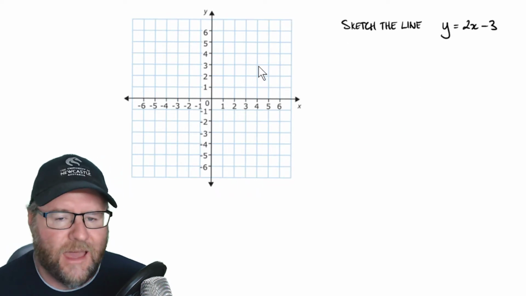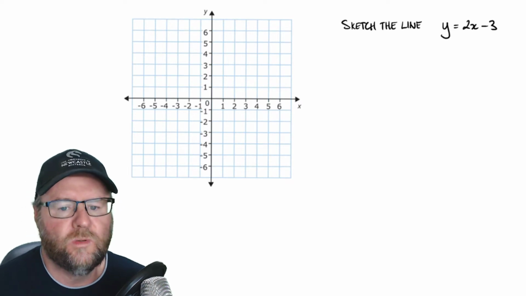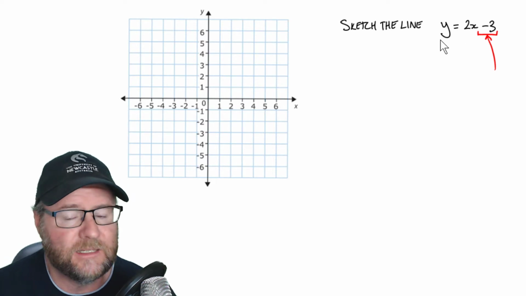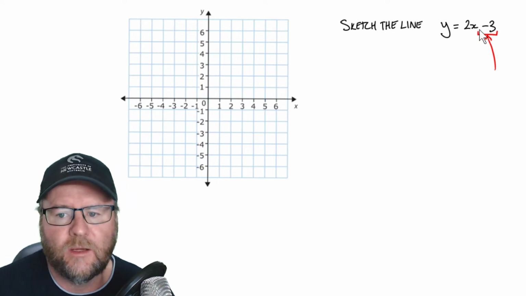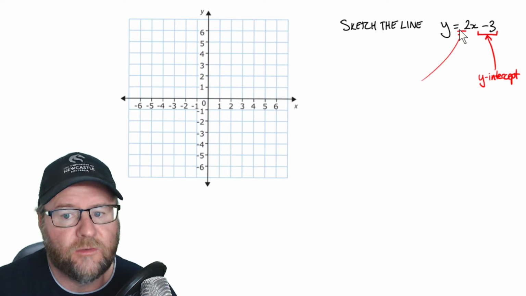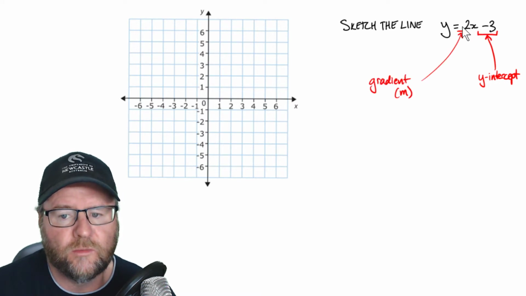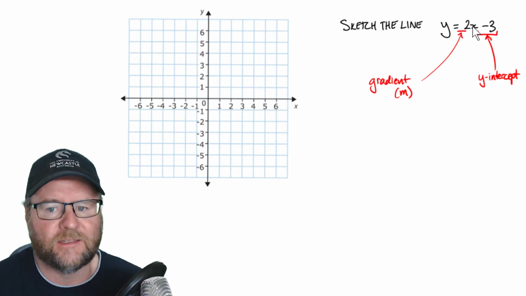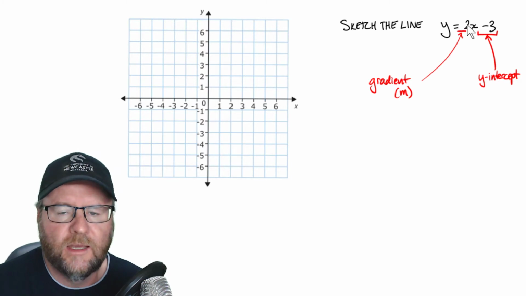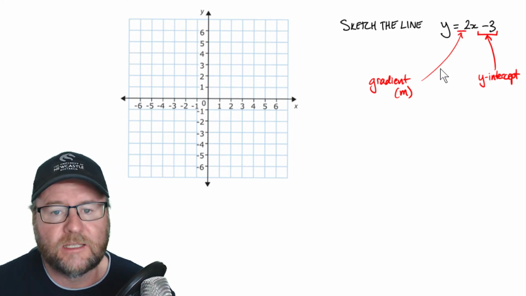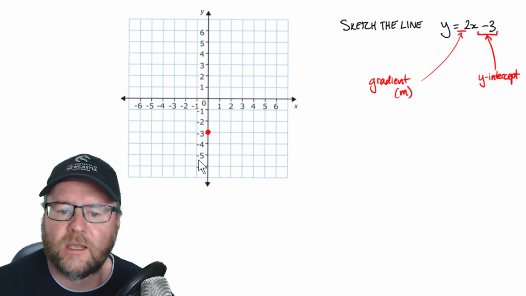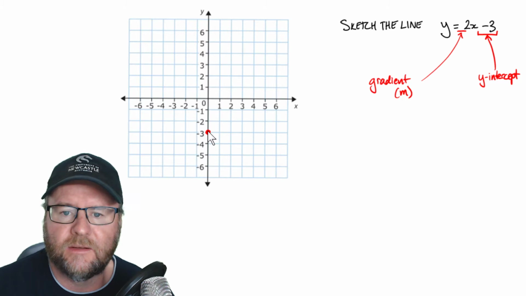Are you ready? That was method 1. Method 2 goes a little bit like this. I'm going to sketch this line, and using my gradient intercept form, I know this line has a y-intercept of -3. I know it has a gradient of 2. Remember, the gradient is the coefficient of x, the number in front of the x, including the sign. So it's got a gradient of +2. Those two things are going to help me sketch this. The first one's dead easy, my y-intercept. I know that means the line is going to cut the y-axis here at -3.